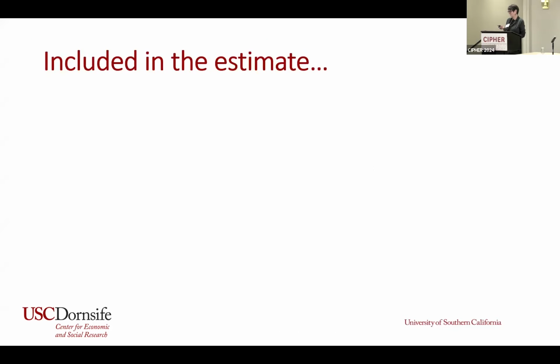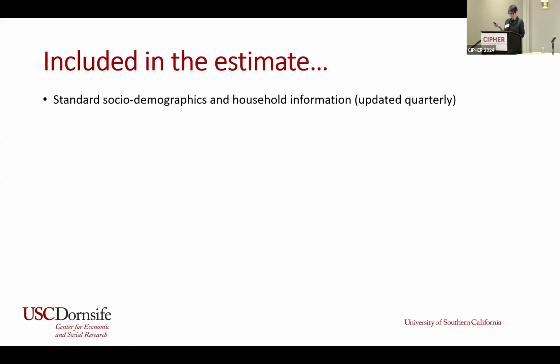All right, and I'm just going to tell you what's included in the estimate very quickly. That includes all of the standard socio-demographic and household information that we collect when people join the panel and keep updated. They have to refresh it quarterly. That's all of the demographics, age, gender, et cetera, also labor force status and income and employment type, number of people in the household, all the basic things.